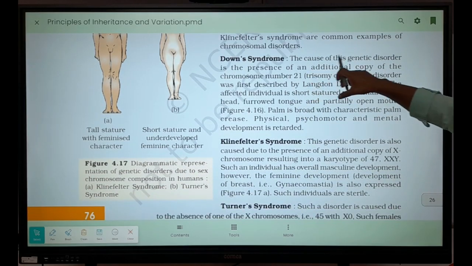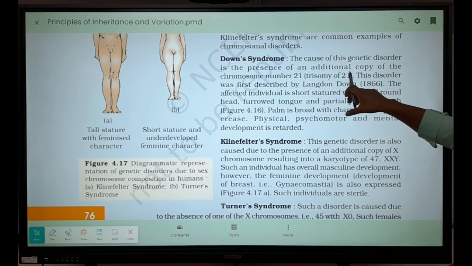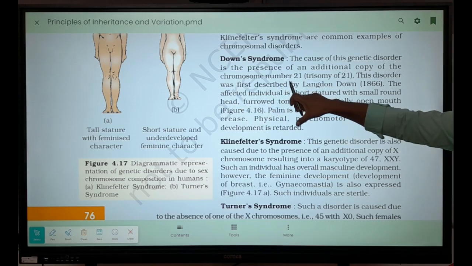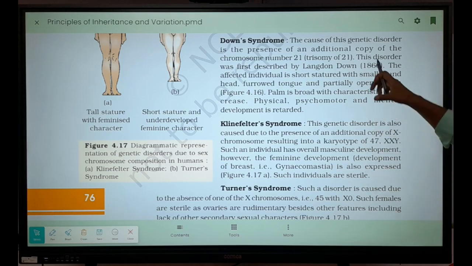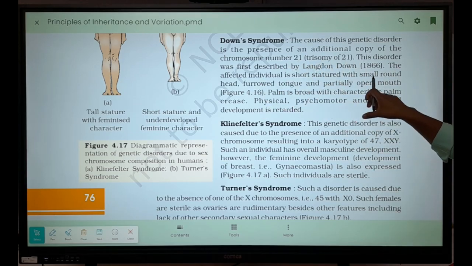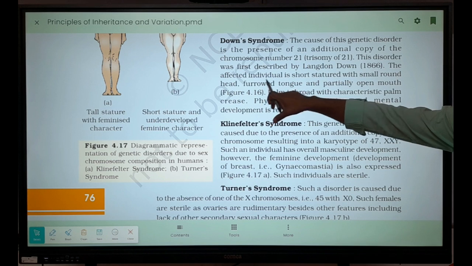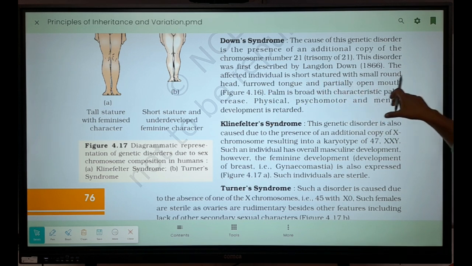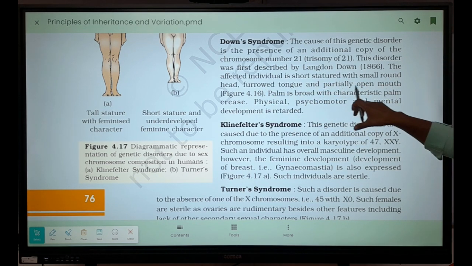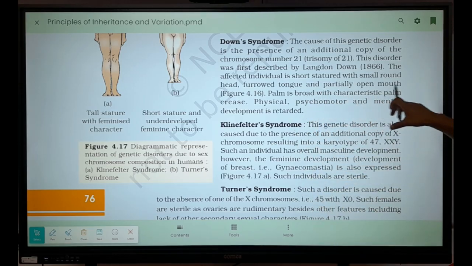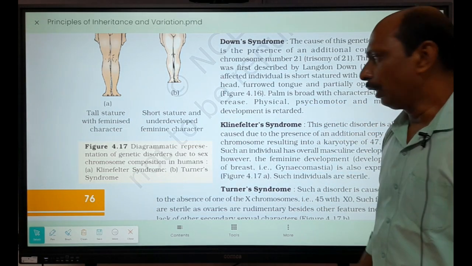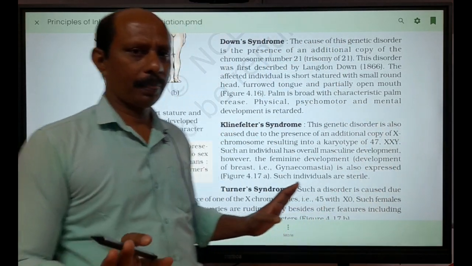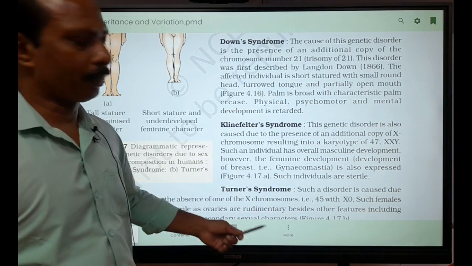Down syndrome: the cause of this genetic disorder is the presence of an additional copy of chromosome number 21, trisomy. It is also called 21st trisomy. This disorder was first described by Langdon Down in 1866. The affected individual is short-statured with a small round head, furrowed tongue, partially open mouth. Every time saliva is released from that mouth. The palm is broad with characteristic palm creases. Physical, psychomotor and mental development is totally retarded.